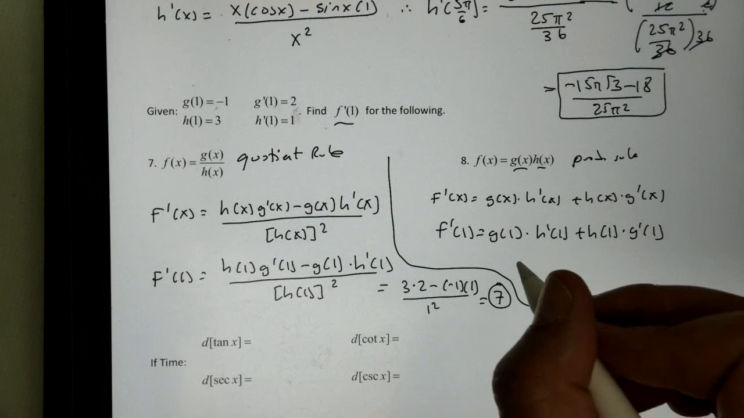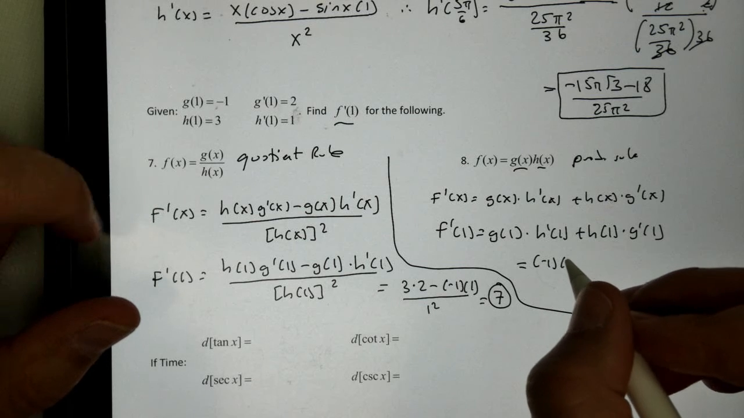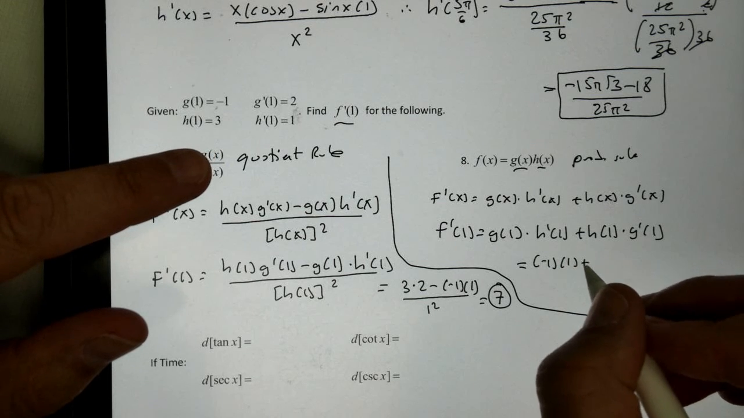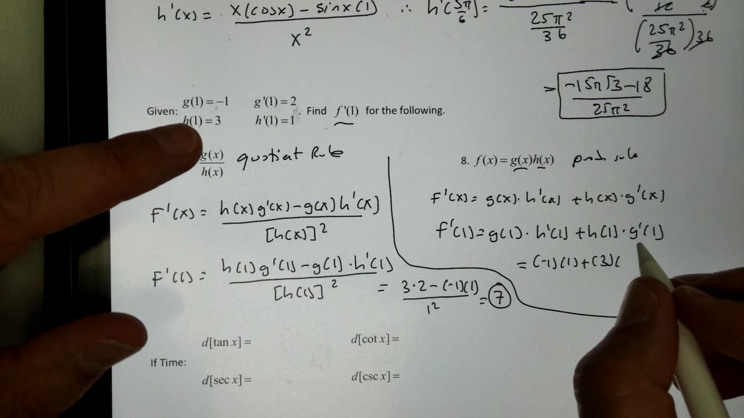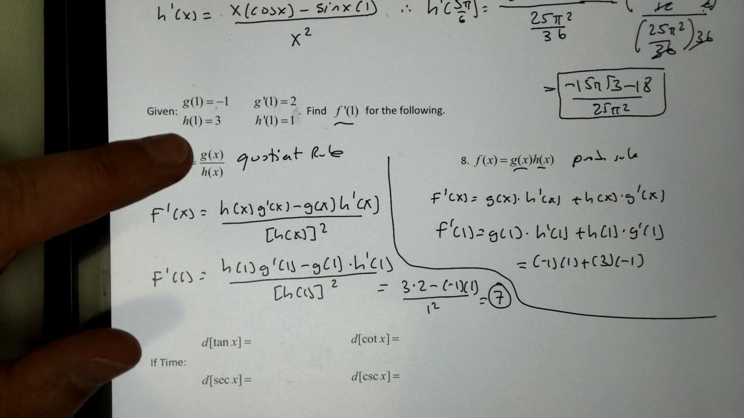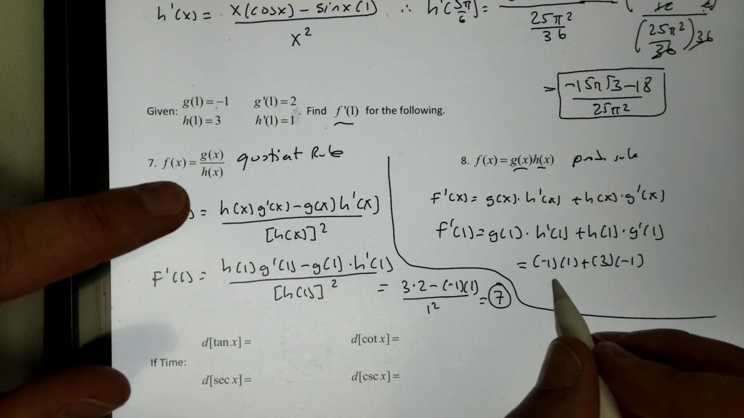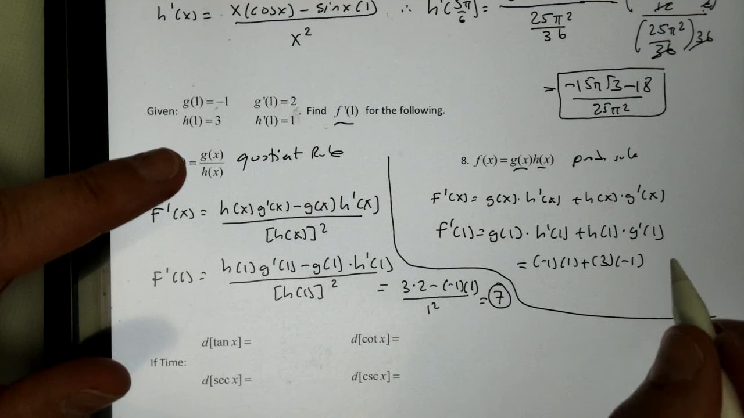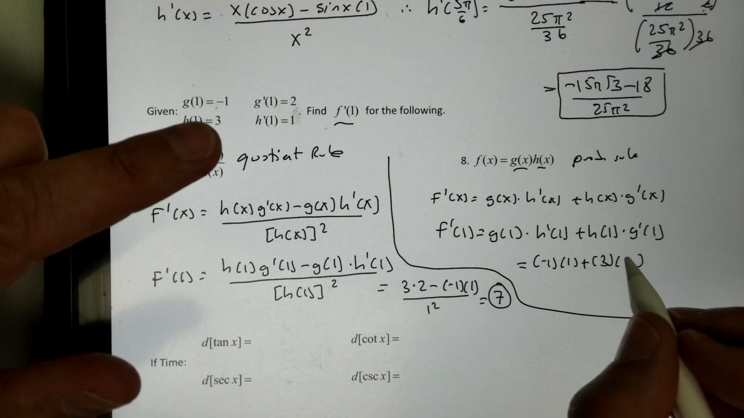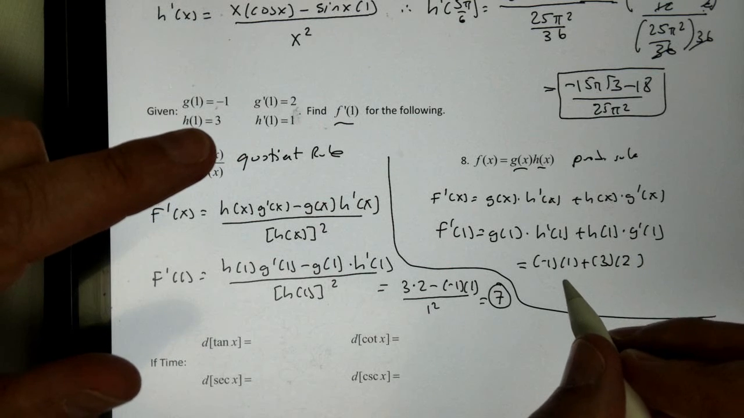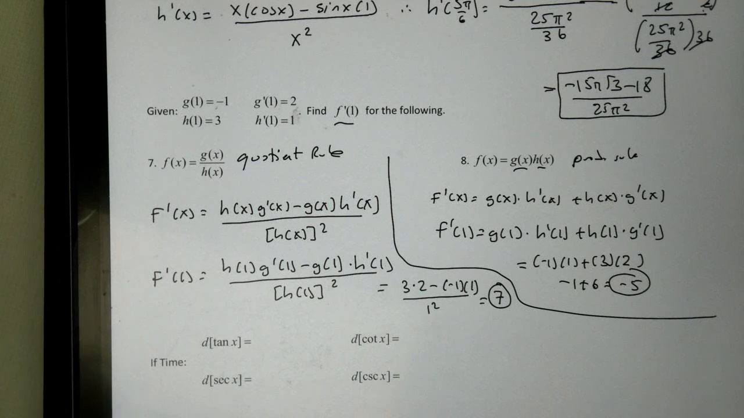And now we just simplify that. G of 1 is negative 1. H prime of 1 is 1. Plus h of 1, which is 3. And g prime of 1, which is negative 1 right there. And if I simplify this, what's that on top here? Hold on. Oh, I messed up there. G prime of 1 is 2. There we go. So we're going to get negative 1 plus 6, which is just negative 5. And there we have it.